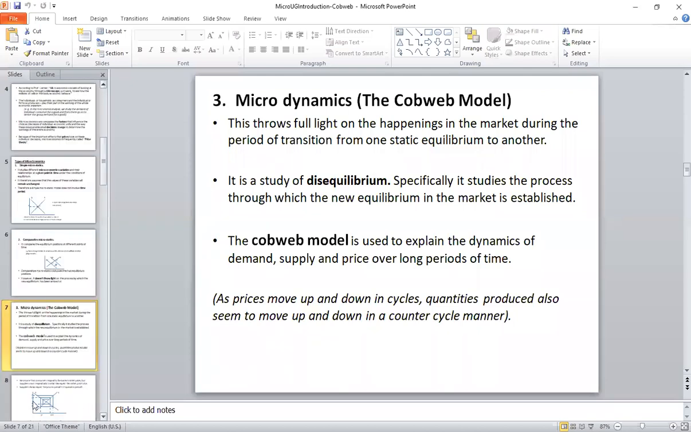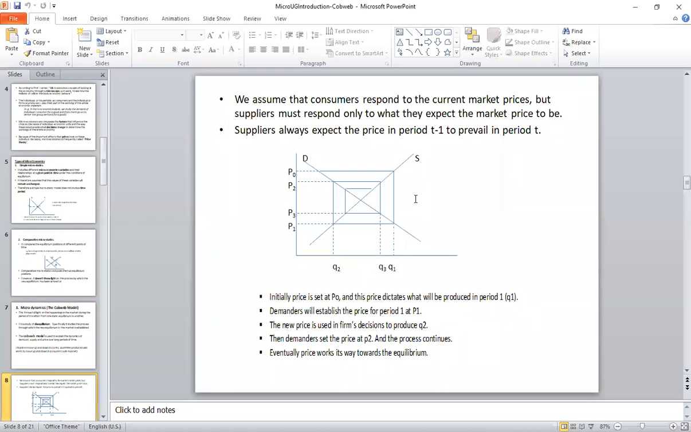Of course, here we assume that the consumers respond to the current market prices, but the suppliers respond only to what they expect the market price to be. Like I told you, the suppliers expect that the market price will be the same as the previous price, the price in the previous period. That's how the suppliers think. So what happens is this.